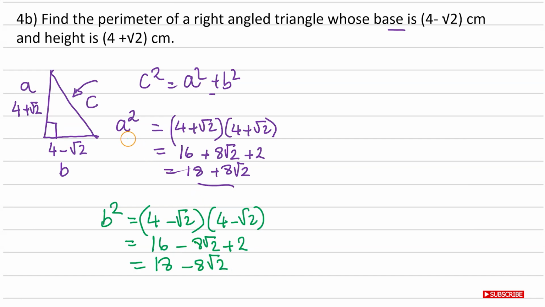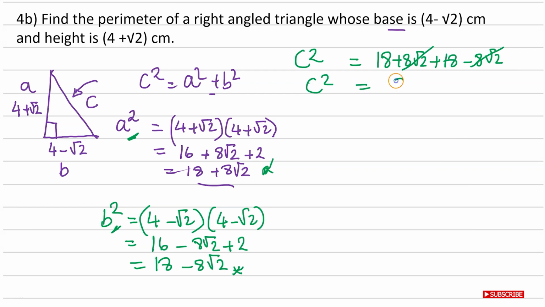Now we've got a squared and b squared, which are these values here. We're going to add them together. So c squared is equal to a squared, which is 18 plus 8 root 2, and then we add b squared, so plus 18 minus 8 root 2. Now we can see plus 8 root 2 and minus 8 root 2 will give you 0. 18 plus 18 is 36, so c squared is equal to 36, and therefore c is equal to the square root of 36, which is 6. So that is 6 centimeters.